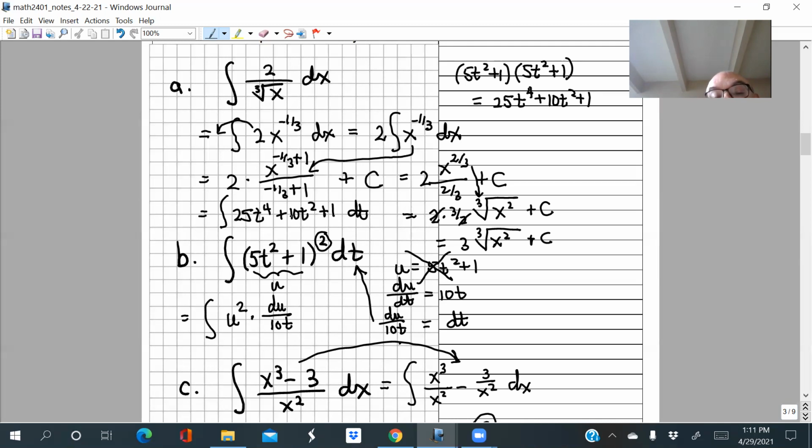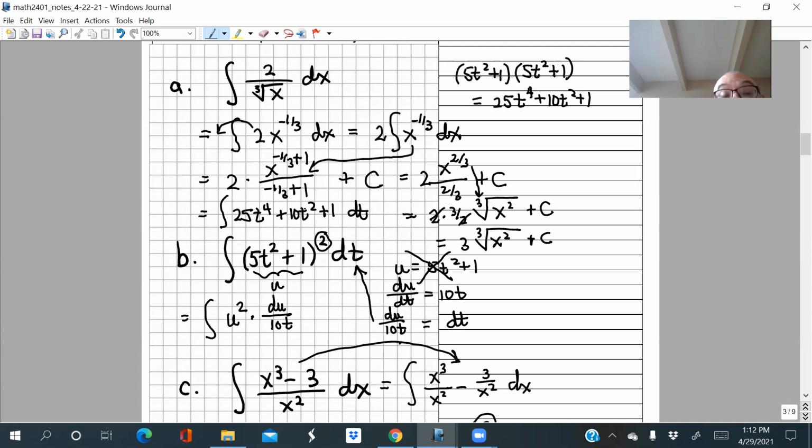Now this you can integrate just one term at a time. Because you see you've got a sum here, right? Remember, when you have the integral of a sum, you can just integrate each term separately. So I can integrate 25t to the 4th power. I can just use the power rule. So that would be 25t to the 5th power over 5. Just add 1 to the exponent and divide by the new exponent.